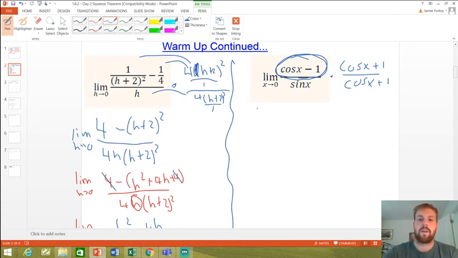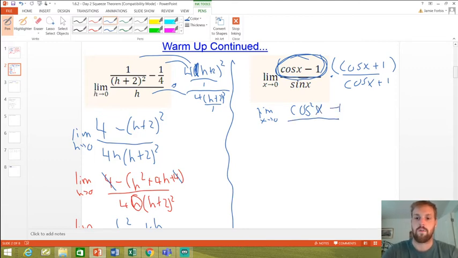So then on top we have the limit as x approaches 0. If I FOIL the top part out, the middle terms cancel, and I got cosine squared x. It'll be minus cosine plus cosine, and that cancels. But then minus 1, all over cosine of x plus 1 times sine of x.